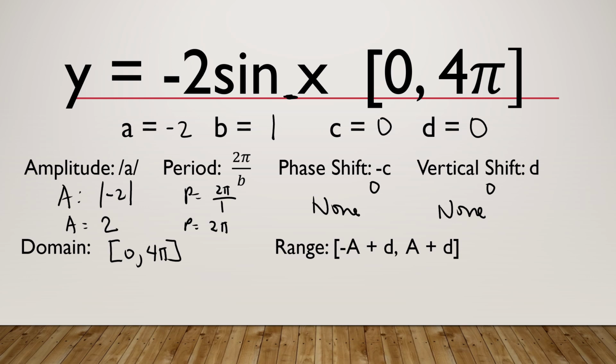For domain, we're going to write the condition which is 0 to 4 pi. That's what I'm talking about. It's not always the set of all real numbers because there are problems wherein there will be a set of values like this one, 0 to 4 pi. So therefore, the domain will be 0 to 4 pi. For range, we're going to substitute the value of a, which is 2. So we have negative 2 plus 0 and 2 plus 0. So negative 2 plus 0 is negative 2. 2 plus 0 is 2. Therefore, our range is negative 2 to 2.